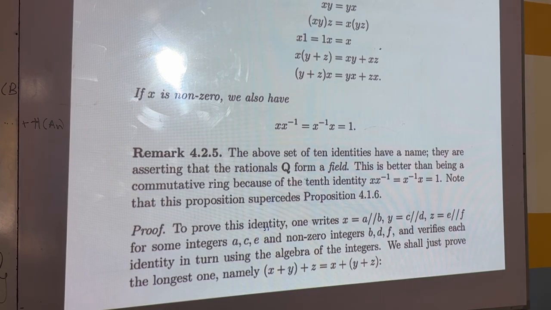The above set of 10 identities have a name. They are asserting that the rationals Q form a field. You have heard? No? This is better than being a commutative ring because of the 10th identity: x inverse x, both are equal to 1. Note that this proposition supersedes proposition 4.1.6. I am sure this may be having more things than proposition 4.1.6.